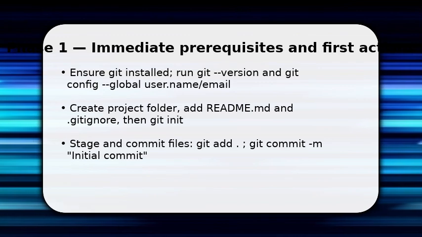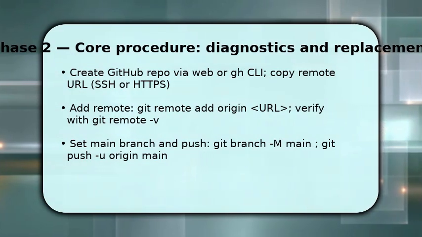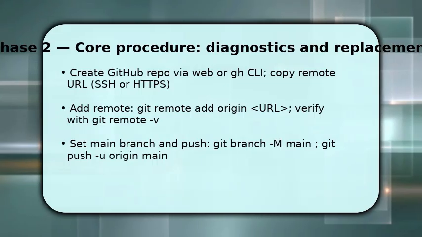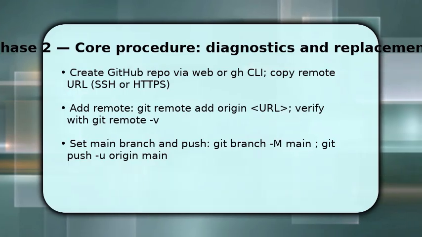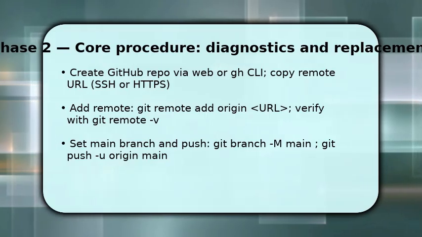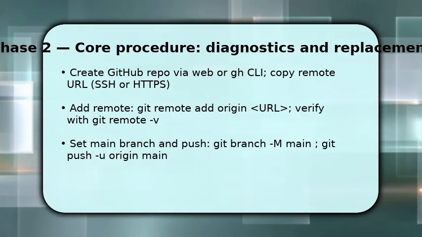Now you link local history to GitHub. Create an empty repository on GitHub, choose SSH for keys or HTTPS with a token. Copy the remote URL, then run git remote add origin URL to register it. Verify the remote using git remote -v so you don't push to the wrong place.